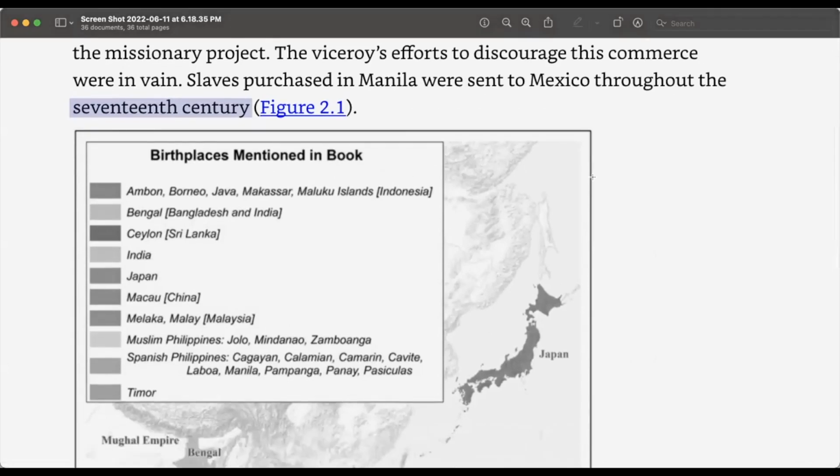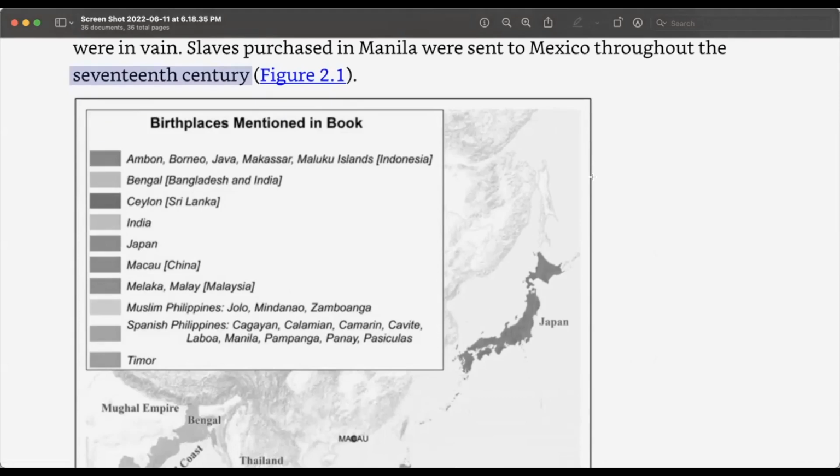And look at this. This book is going to tell you, and this is what I've been trying to show you guys this whole time, even on part 1, but I didn't really emphasize it. I want to show you guys that this book is literally telling you where these people were taken from. You guys got to pay attention, all right? It says birthplace mentioned in this book: Ambon, Borneo, Java, Makassar, the Maluku Islands, Indonesia, Bengal as India, Ceylon, Sri Lanka, India, and some Japan. We did see some Ainu, right? The Macau, China, Malacca, Malay, Malaysians, Muslim Philippines, Jolo, Mindanao, Zamboanga, Spanish Philippines, Cagayan, Calamian, Camarin, Cavite.